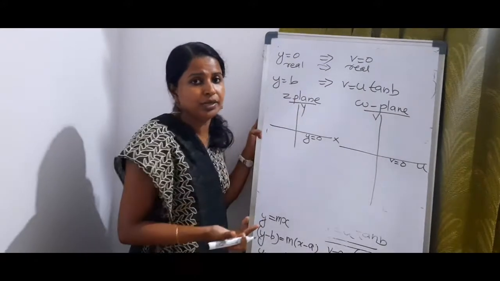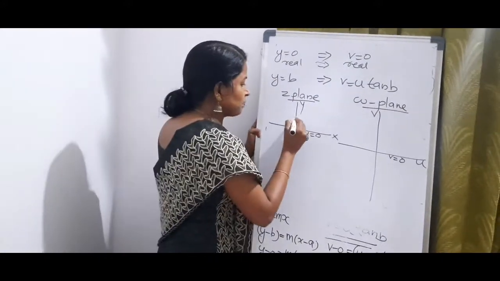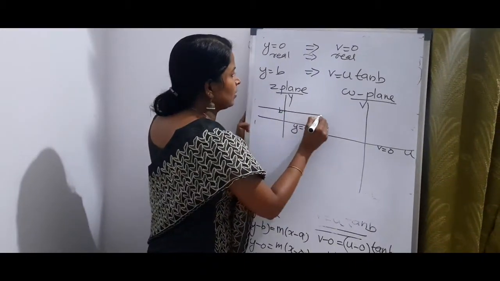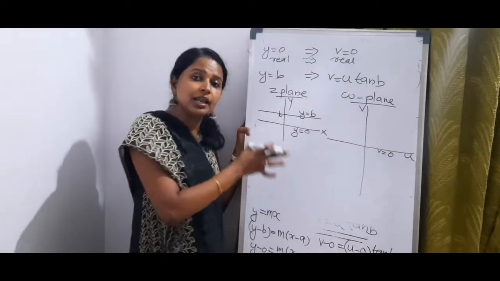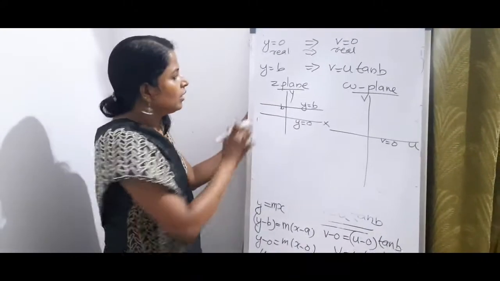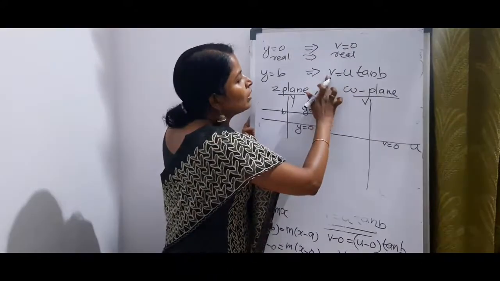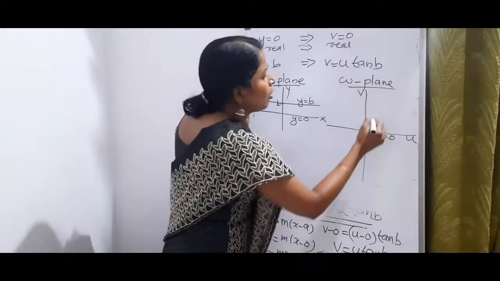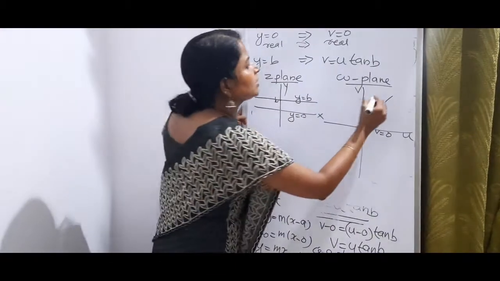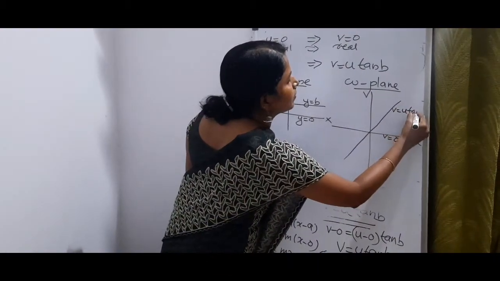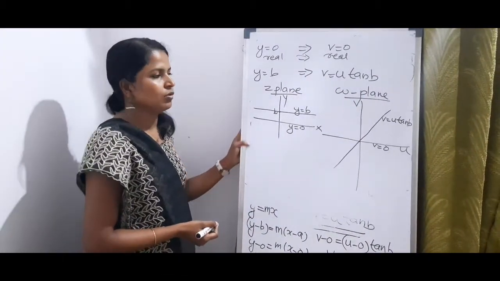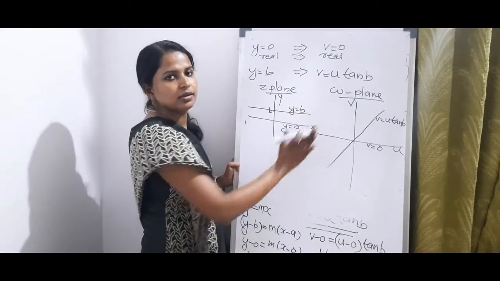Then the second case, y equal to b. Suppose this point is b. This is the line y equal to b, parallel to the x-axis passing through the point b. It is mapped to a straight line passing through the origin. This is v equal to u tan b. Okay, this is the image in the w plane.